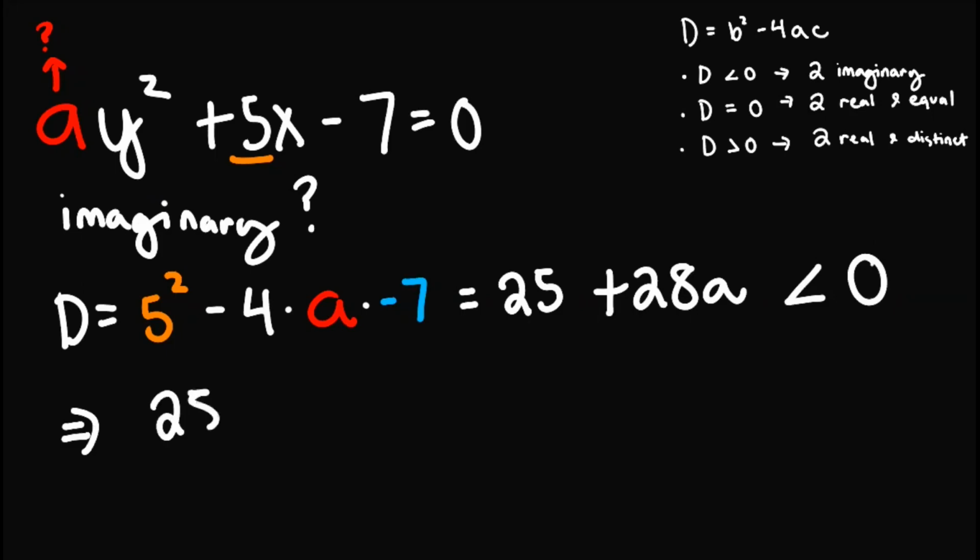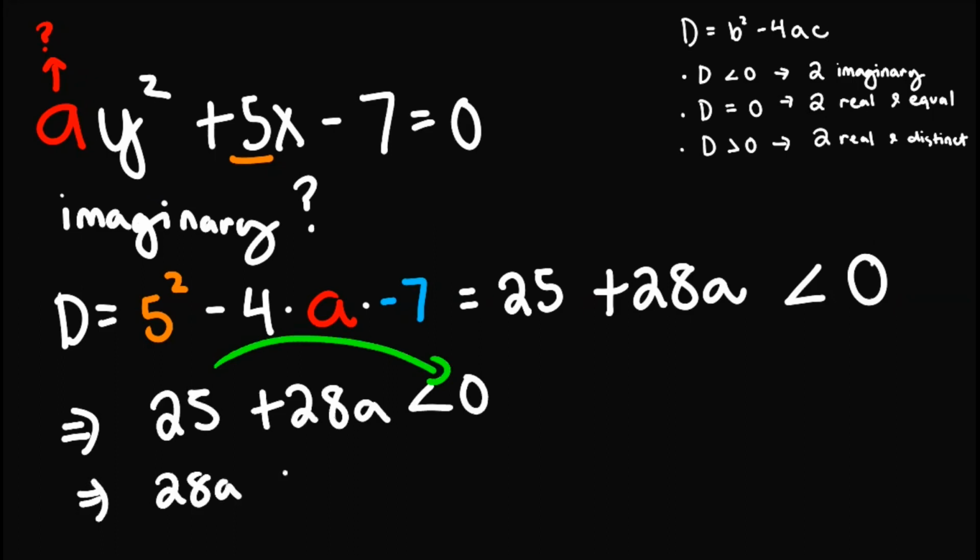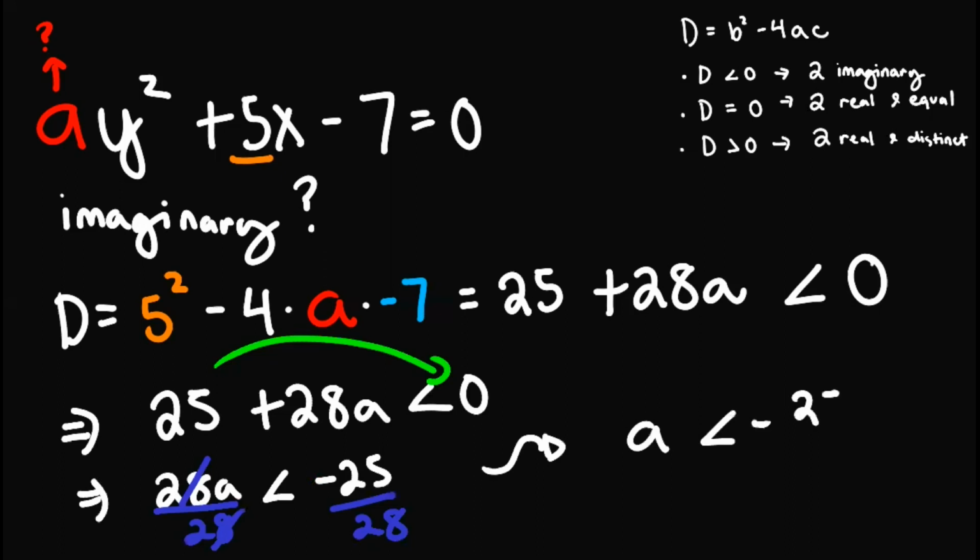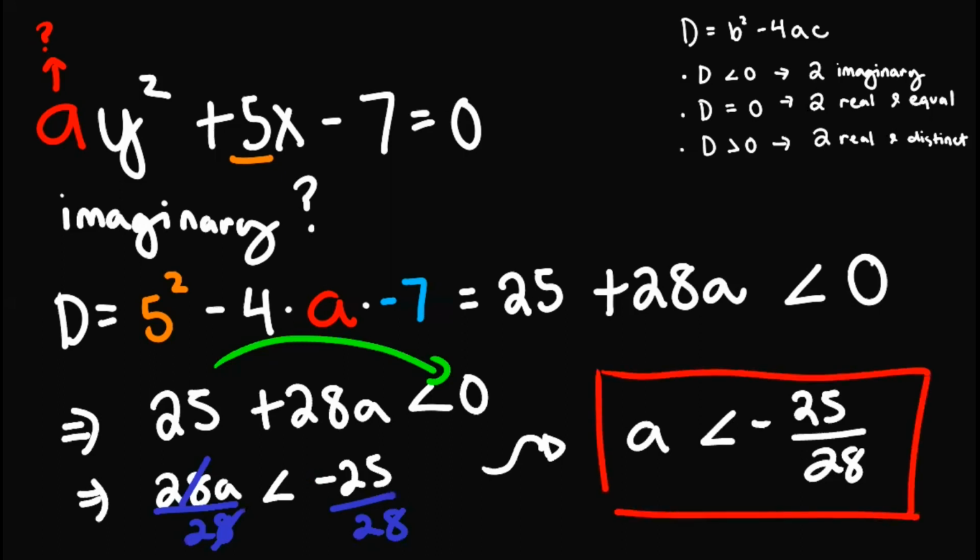Solving this inequality, we'll have 25 plus 28a less than 0. Then we move 25 to the right side to obtain 28a is less than negative 25. Then we divide 28 on both sides to cancel this one out, and to obtain a is less than negative 25 over 28. And this one out here is the answer. So for all values of a that is less than negative 25 over 28, the roots will be imaginary.